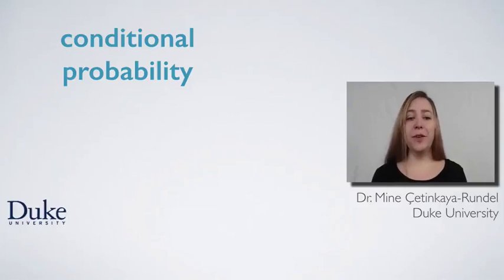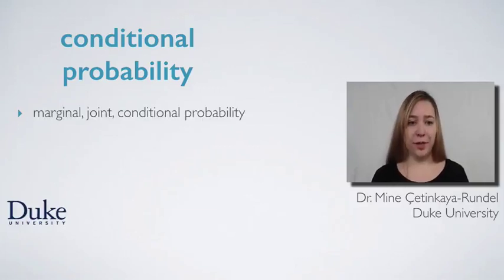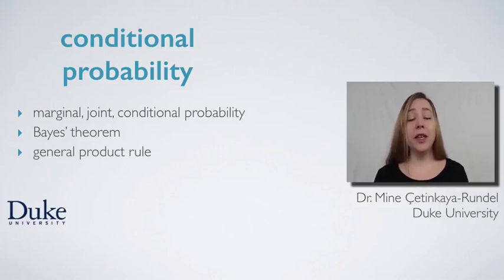In this video, we will define marginal, joint, and conditional probabilities, introduce Bayes' theorem for calculating conditional probabilities, and generalize the product rule for calculating joint probabilities regardless of whether the events are dependent or independent.